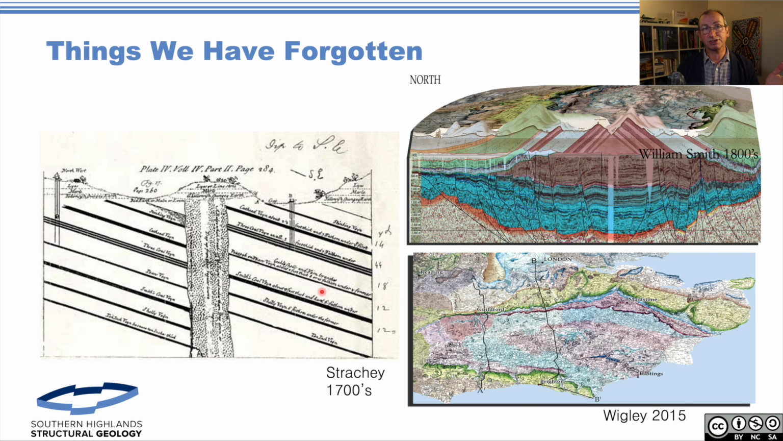This is one of the first cross sections recorded. It's recorded by this laird who had 2 coal mines, and he wanted to show that they had mined this contiguous seam across a fault. And so this is from the 1700s.